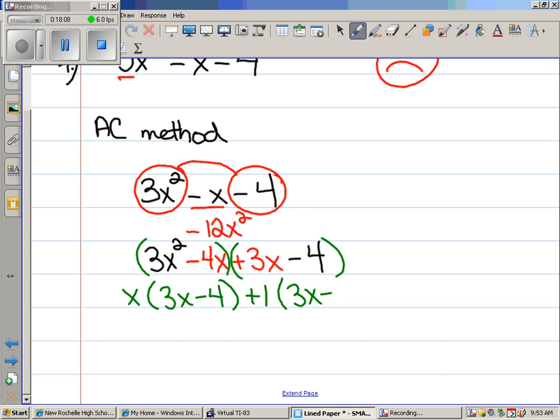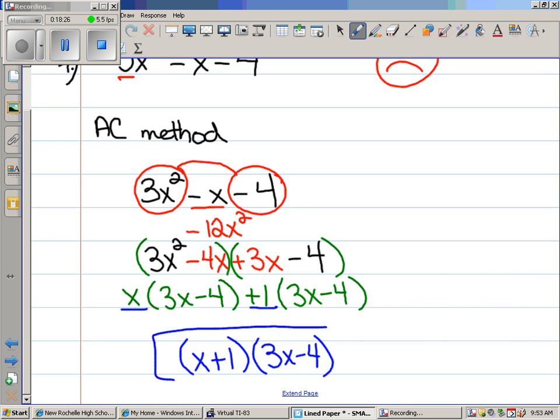Our whole goal was to get them to match. Now, what was the next step? Yep. Take these 2 GCFs, put them together in 1 parentheses, and 3x minus 4 in the other. And that's how you factor anything, no matter how hard it gets. Okay?